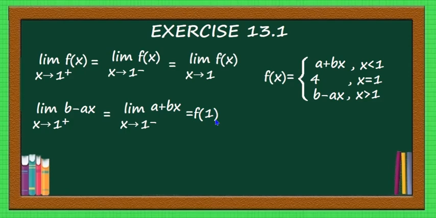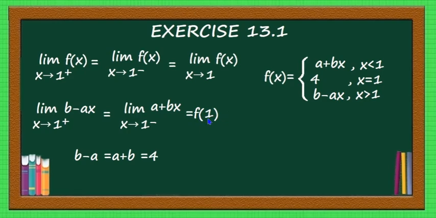And now you can find the limit easily. Just put x equal to 1, it is b minus a, and the limit as x tends to 1 minus of a plus bx is equal to a plus b. And what is f of 1? f of 1 is equal to 4. See here, when x equals 1, f of x equals 4. That's why f of 1 equals 4.